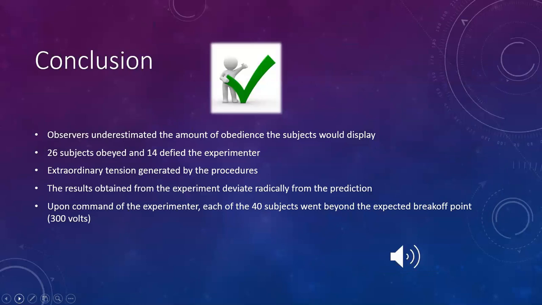Upon command of the experimenter, each of the 40 subjects went beyond the expected breakoff point of 300 volts. No subject stopped prior to administering shock level 20. At this level, which is 300 volts, the victim kicks on the wall and no longer provides answers to the teacher's multiple choice questions.